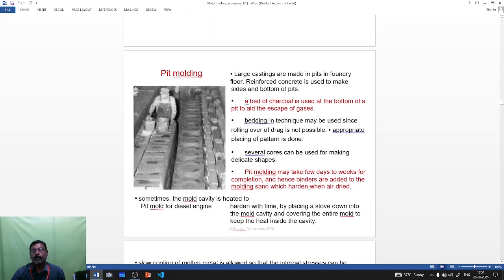Pit molding. Next, large castings are made in a pit in the foundry floor. Reinforced material has to be used to make the sides or bottom of the pits. The bending technique may be used since rolling over of the drag is not possible. So appropriate placing of the pattern is done. Several cores can be used for making castings. Pit molding may take a few days to weeks for completion, and hence binders are added to the molding sand, which harden when dry.